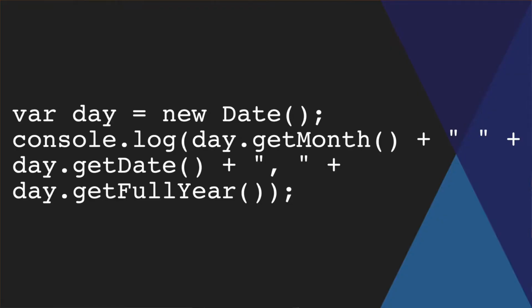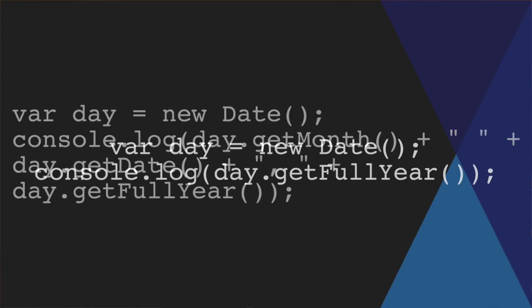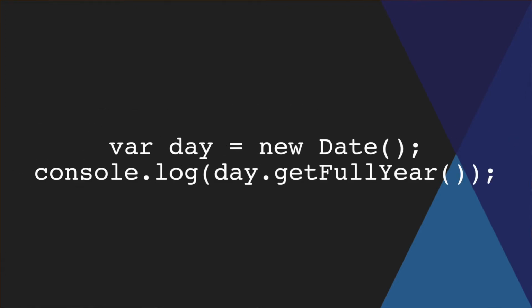So to get today's date and display it in the typical American way, we would need to use the getMonth method, then the getDate method, and finally the getFullYear method. And if we wanted to replicate the copyright example from PHP, you would use the getFullYear method. You can also set the year, month, day, etc. by using the setter methods included with the date object.